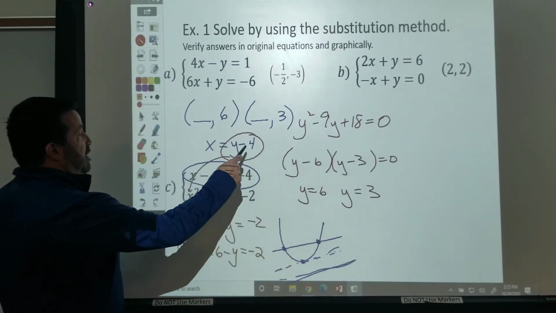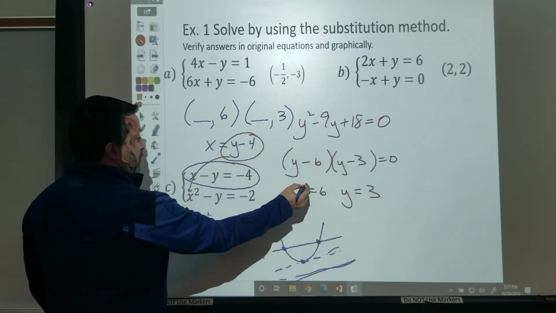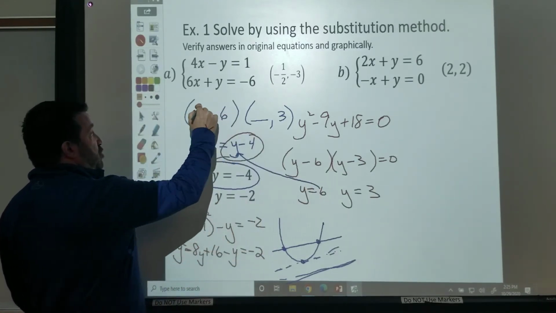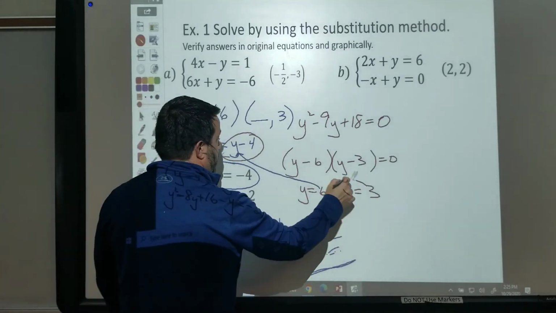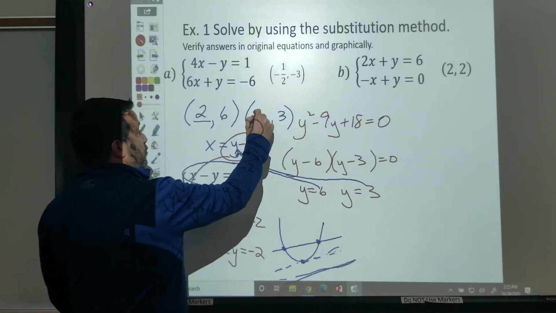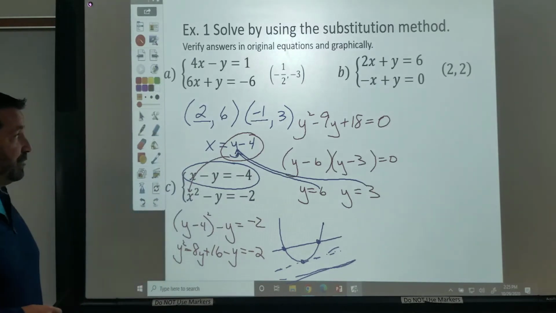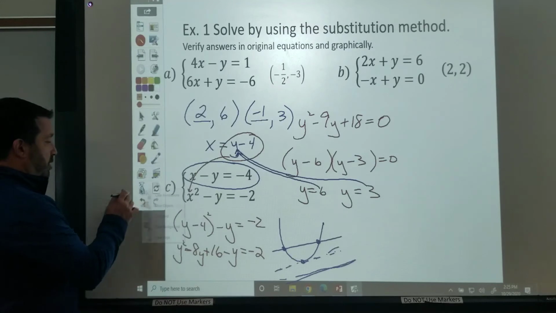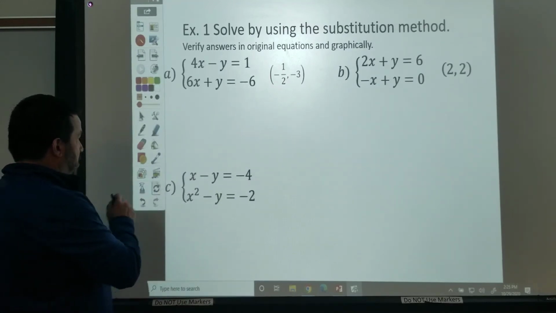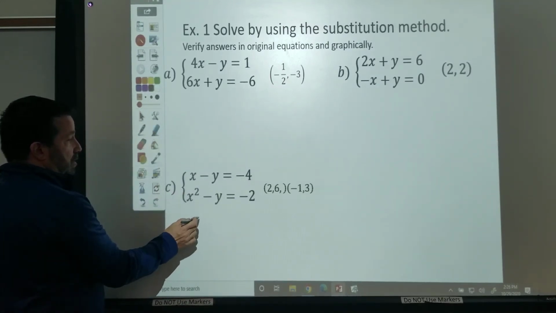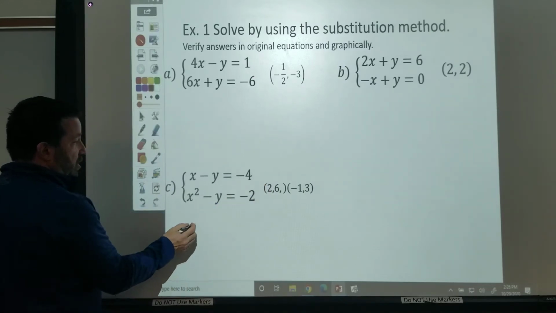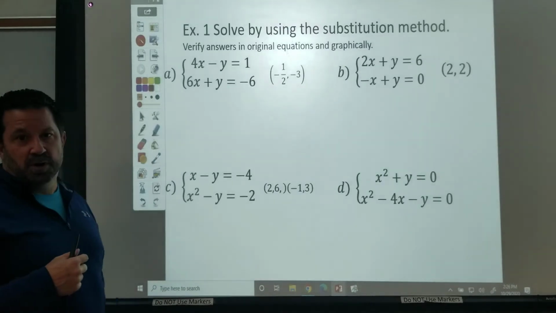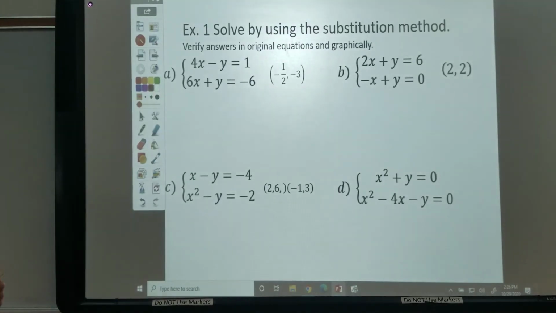So you go back to this part right here, and you're going to plug 6 in here. 6 minus 4 is 2, so the 2 goes with the 6. Plug 3 in here. 3 minus 4 is -1, so I get -1, 3. And again, you need to check those solutions to make sure that they work. So 2, 6, -1, 3. Okay, so here's another one that you may want to try on your own before I do so.